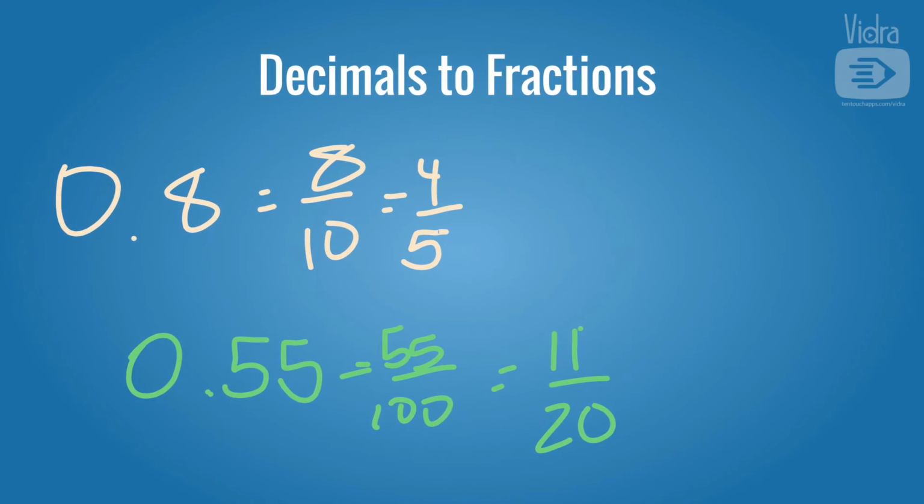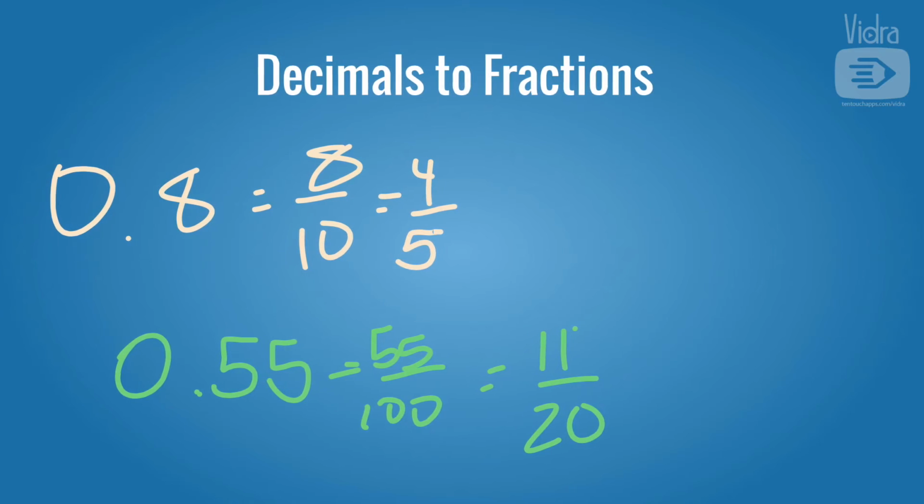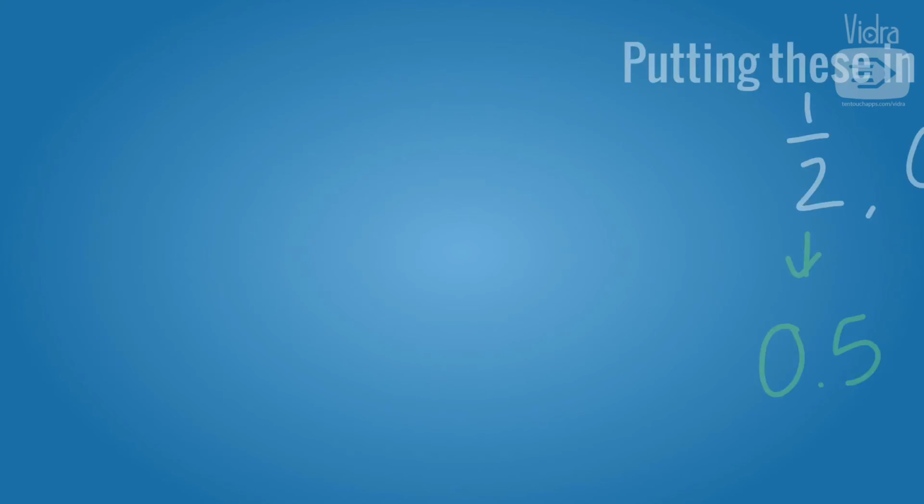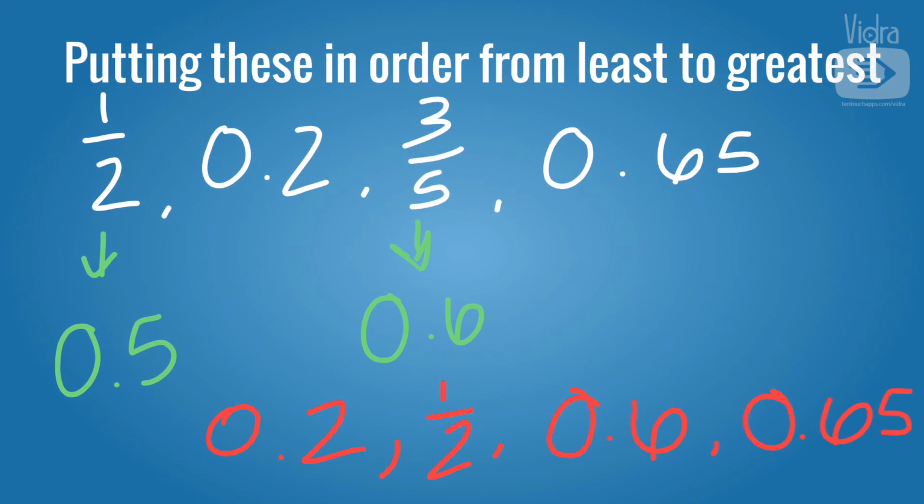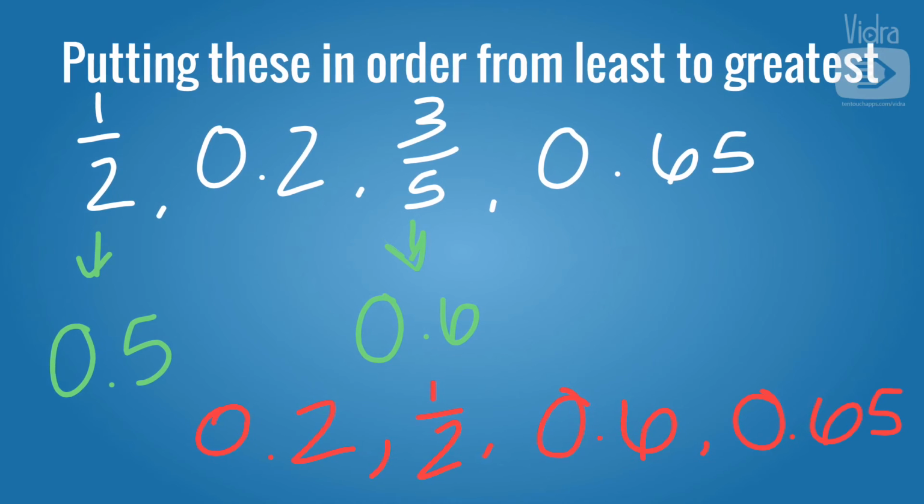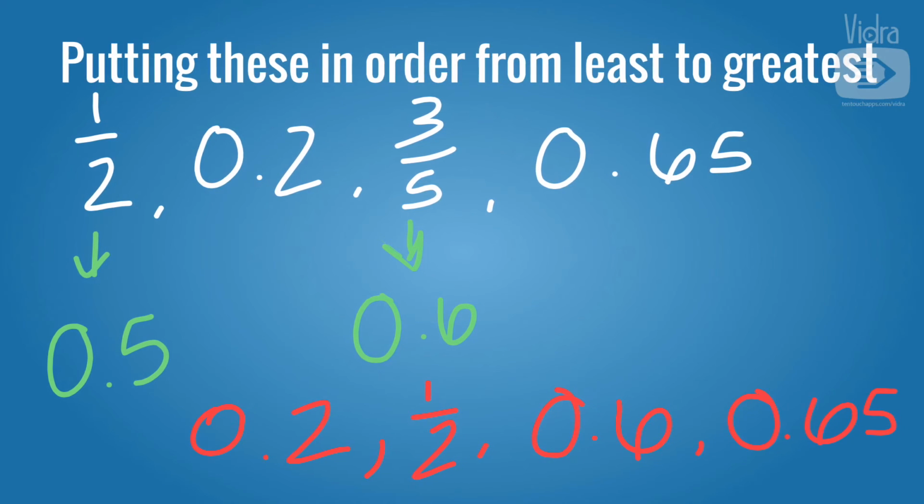My second example is 55/100. 55 over 100 can be simplified down to 11/20. For my final problem, I want to put all of these numbers in order from least to greatest. So before I do anything, I'm going to make these all the same type of rational number.